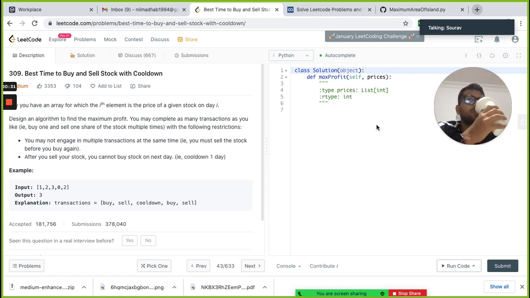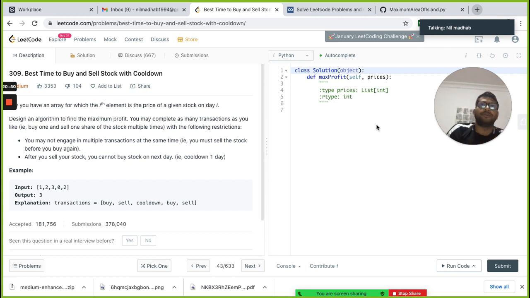You may not engage in multiple transactions at the same time. That is, you must sell stock before you buy again. After you sell your stock, you cannot buy stock on the next day. That is a cooldown of 1 day. Yes.